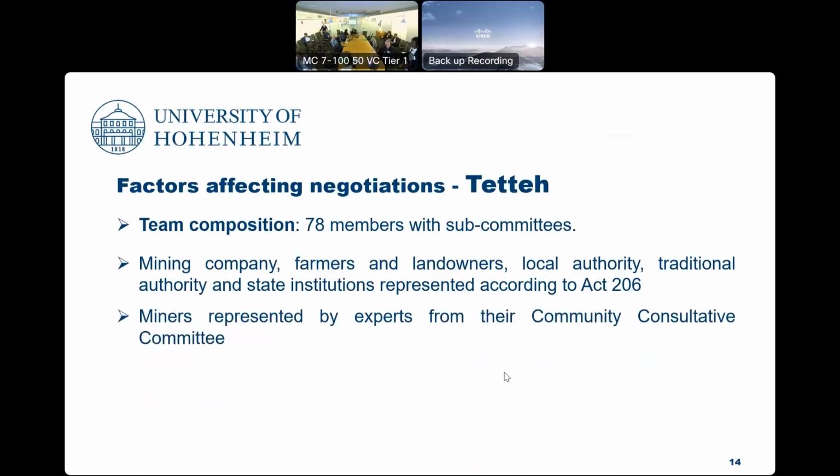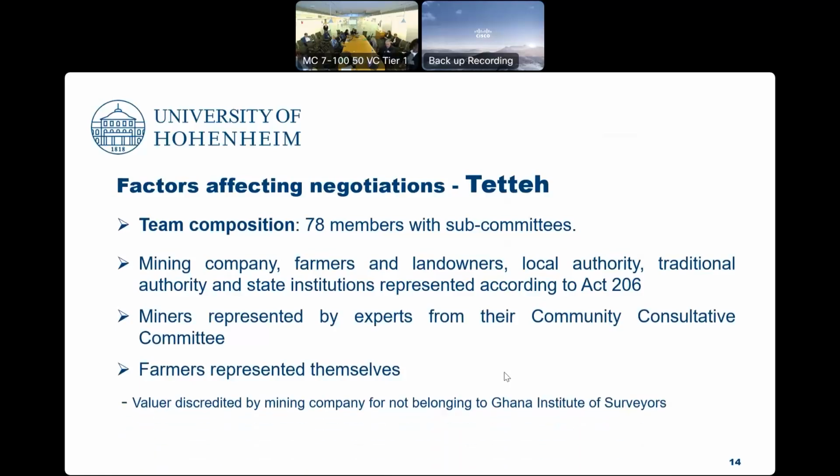The miners at the Last Skill mine were represented by their experts from their community consultative committee, but the farmers ended up representing themselves. And why did this happen? Aware of their constitutional rights, the farmers contracted a valuer. So the valuer came in with his team, but the mining company refused to negotiate with the valuer because he didn't belong to the Ghana Institute of Surveys.